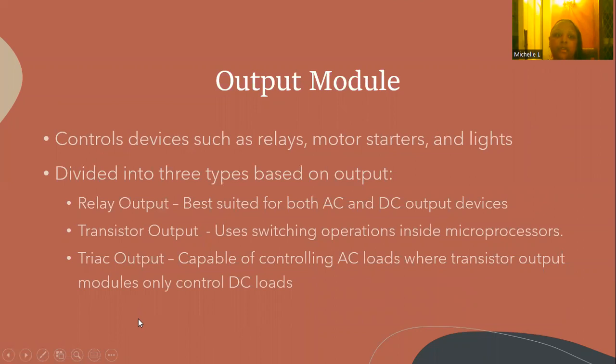The output module controls the devices such as relays, motor starters, and lights, and is divided into 3 types depending on the type of output that's required. So there's relay output, transistor output, or triac output. And the triac is capable of controlling AC loads, where the transistor output module only controls DC loads. So again, this is based off of the type of output that's intended for the system.